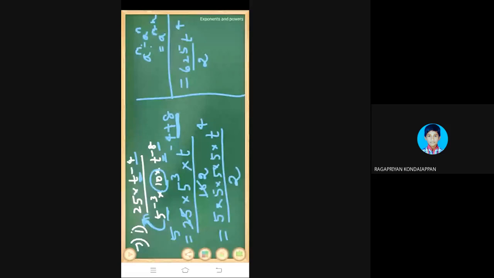Very important 5-mark question. Both the questions are very important 5-mark questions. Okay. So in this way you have to solve this question.